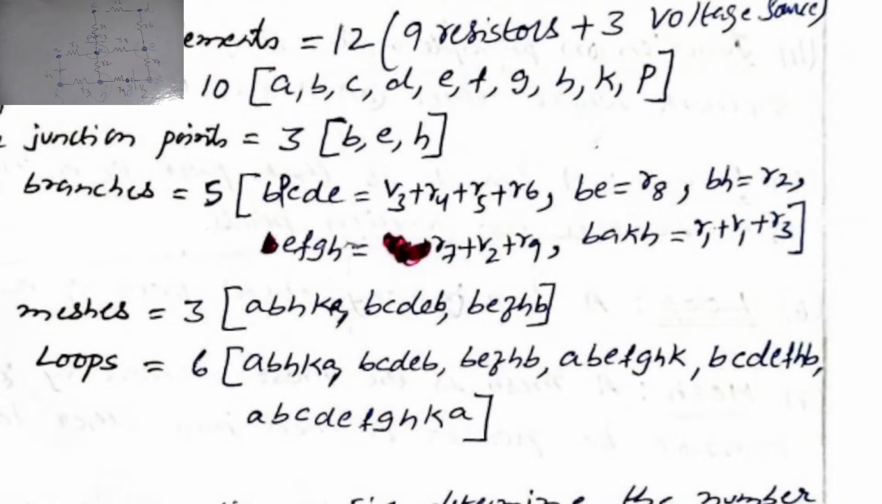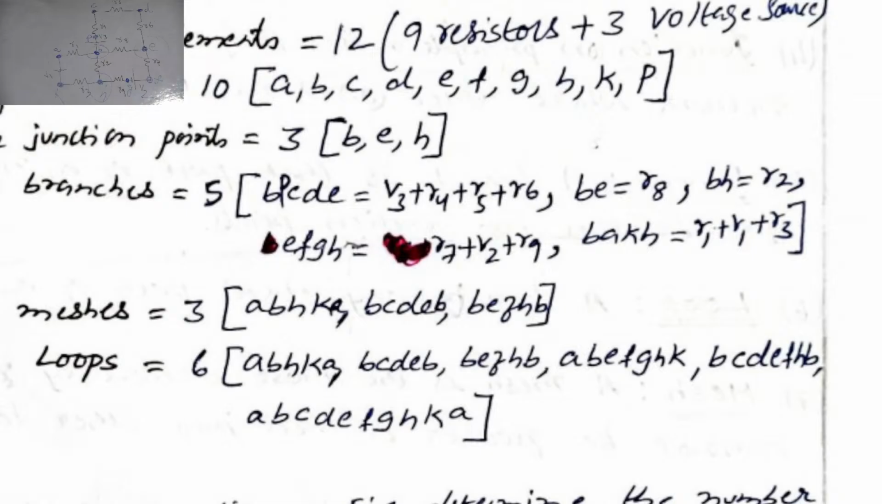How many elements are joined at B? 4. Can I call it a junction? Yes. What is the condition for a junction? 3. Clear? Right. For H, how many elements are joined? 3. What are they? R2, R3, R9. Right. Next one.